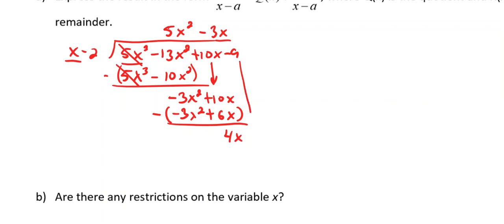Bring down the 9, so minus 9. And then how many times does x go into 4x? It goes in 4 times. And then 4 times that is going to be 4x minus 8. We'll subtract that. So negative 9 minus negative 8 is going to be negative 1.